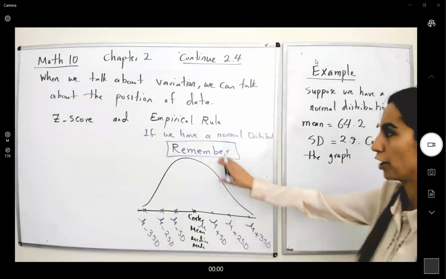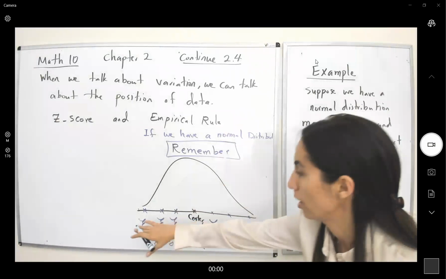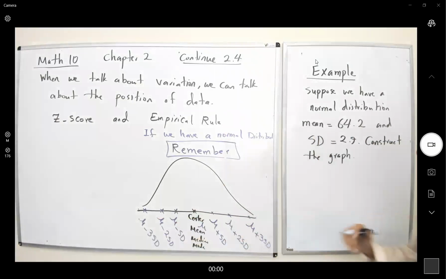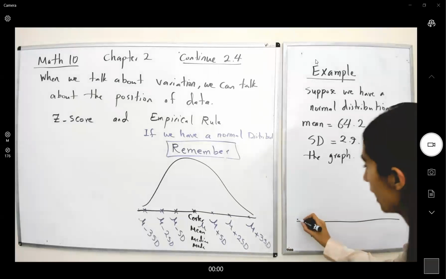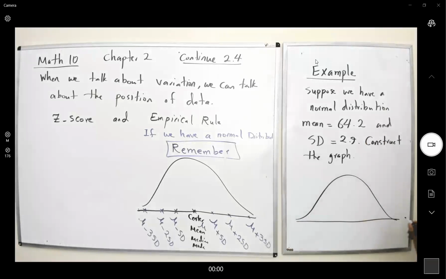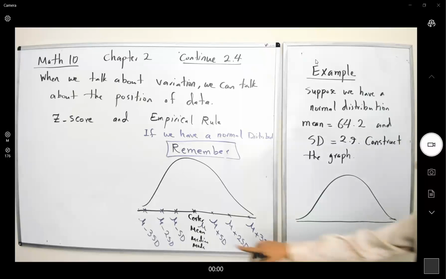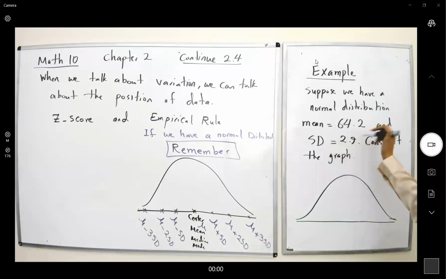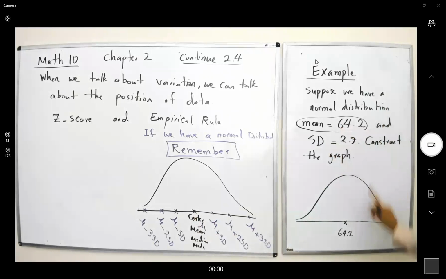Okay, so I know that I haven't finished this rule. I'm just writing the horizontal axis, the numbers here. Since I have a normal distribution, I have a line and I have a bell-shaped graph. On the horizontal axis, my center is in the middle. Since it's a normal distribution, my mean for the center is in the middle, 64.2.